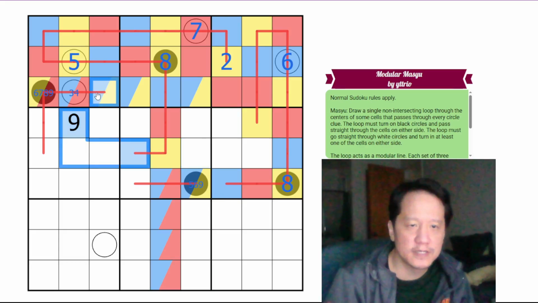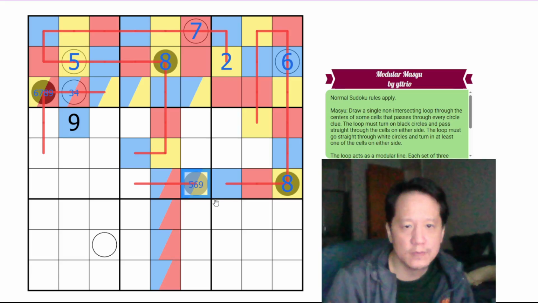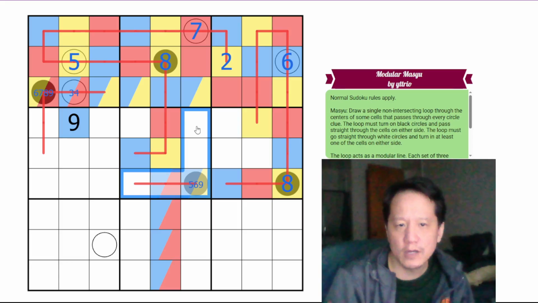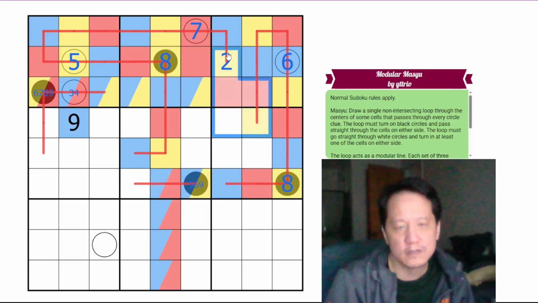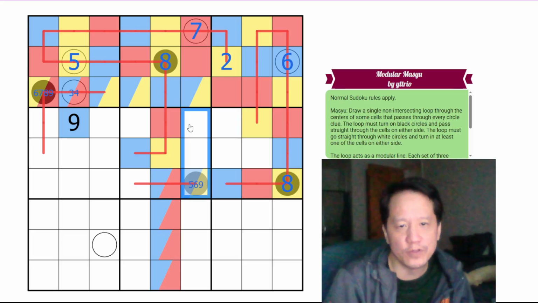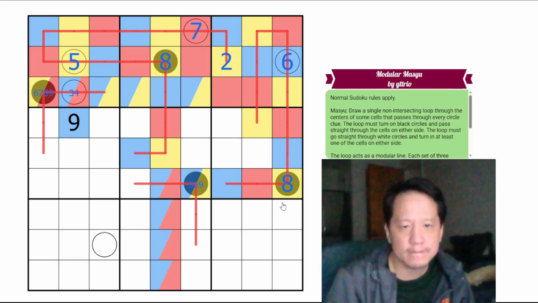So this has to connect to here somehow. So this cannot go here. Well, it could if it connects to there. Oh, but then this would block this cell from connecting. So it cannot go the full there, so therefore it must go this way. So this must turn that way. So we have blue, red, yellow, blue.